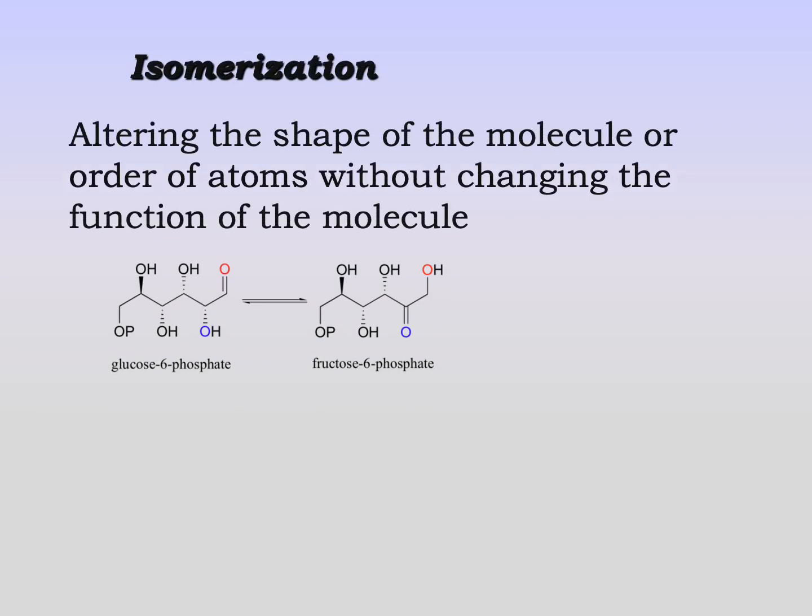The first of these is the isomerization. The isomerization is where I change the shape of the molecule without changing the function of the molecule. If you notice here, we're taking glucose 6-phosphate and converting it into fructose 6-phosphate. There are other types of isomerization reactions where we change the shape of the molecule that can change the function of the molecules as well. But what we're doing is changing the order of atoms without changing the actual number of atoms that are there.